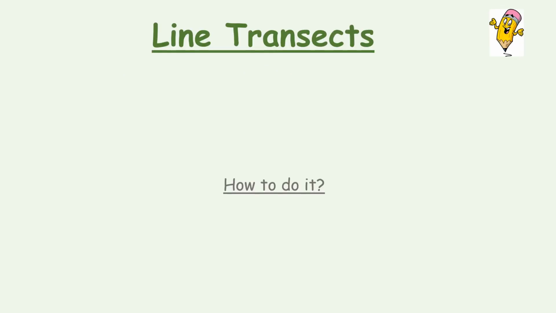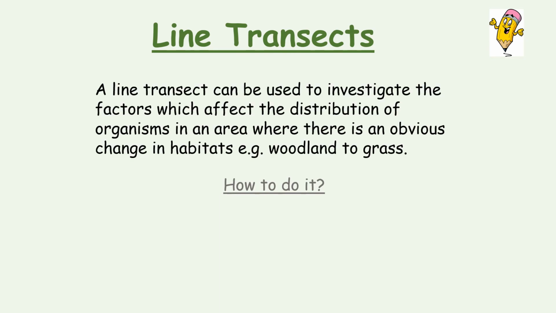Now let's look at a line transect. Most of you will have done this in third year. A line transect can be used to investigate the factors which affect the distribution of organisms in an area where there is an obvious change in habitat, e.g. woodland to grass. So basically it's looking at how abiotic factors are affecting biotic factors.